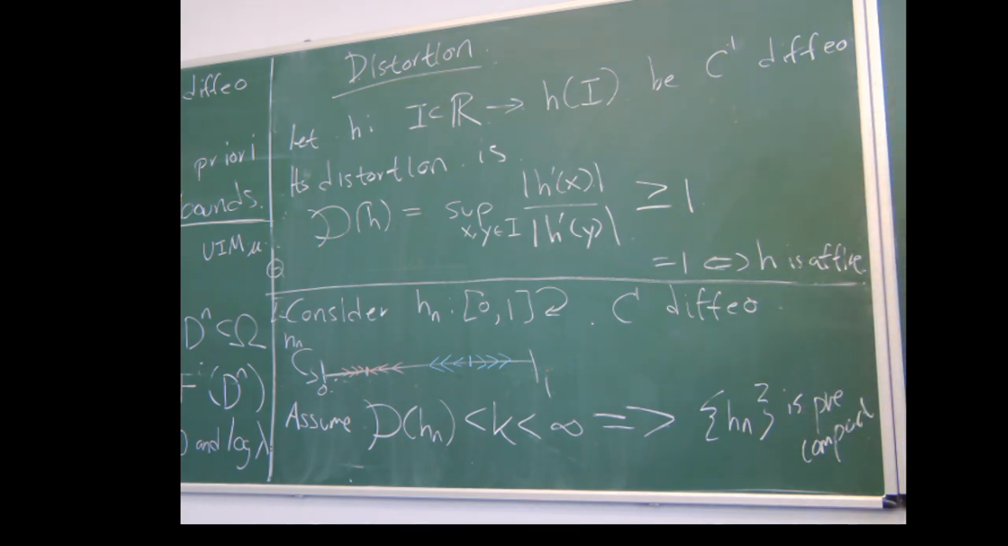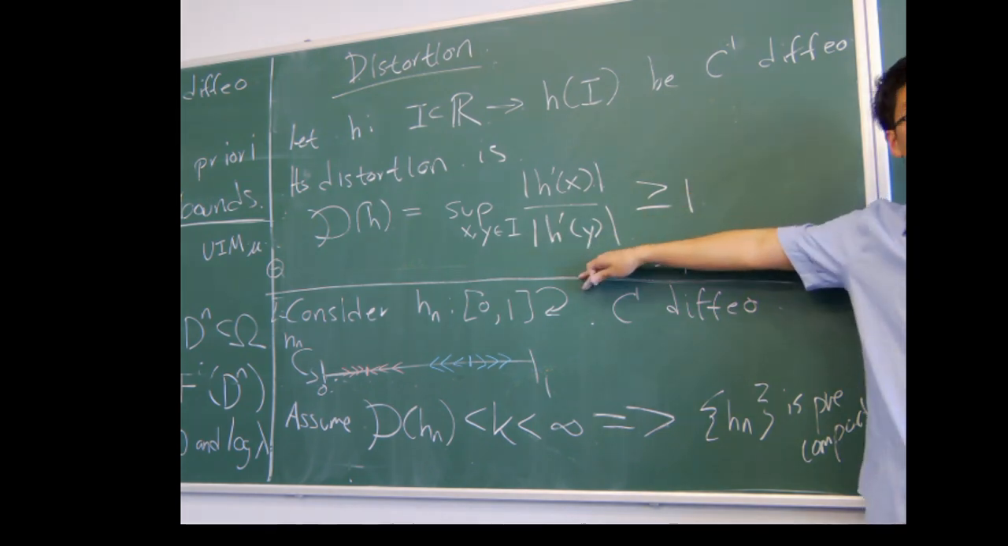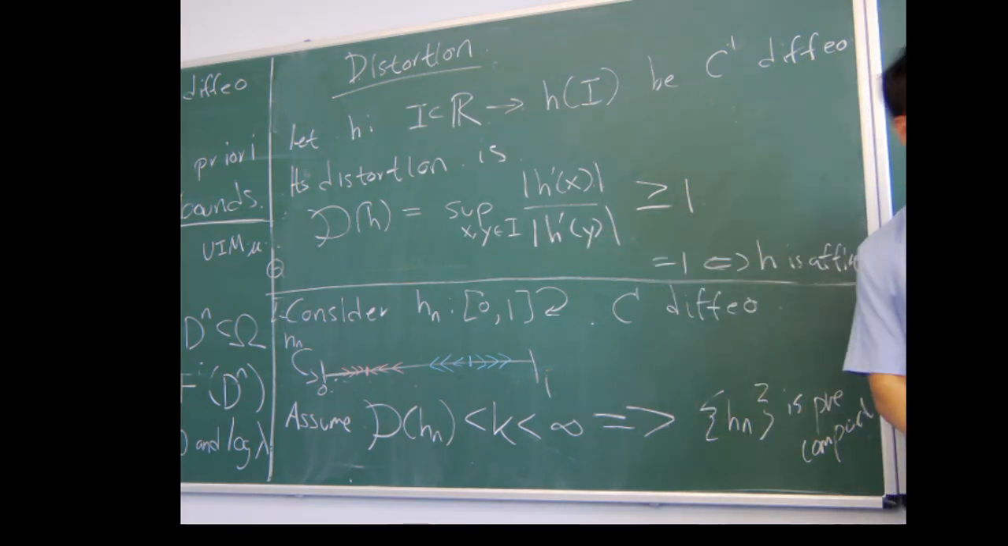So basically the whole business of trying to prove upper bounds is to try and control the distortion of diffeomorphisms. Okay. So let me restate the upper bounds that I stated for the one-dimensional case and the two-dimensional case last lecture. Let me restate it in terms of distortion.